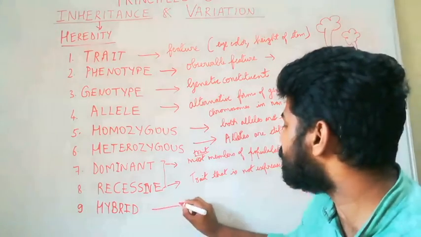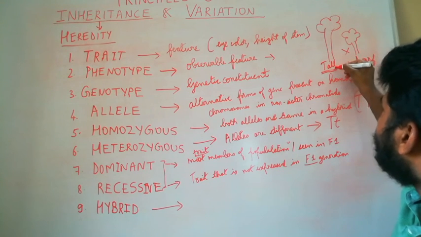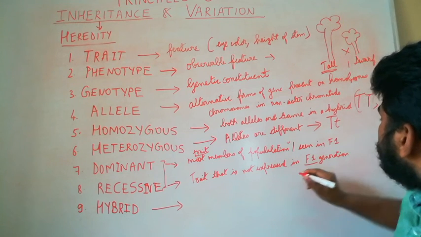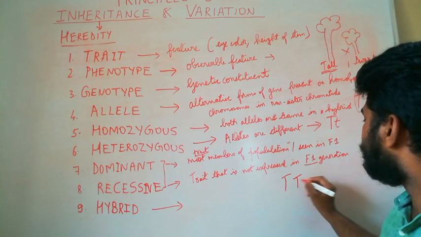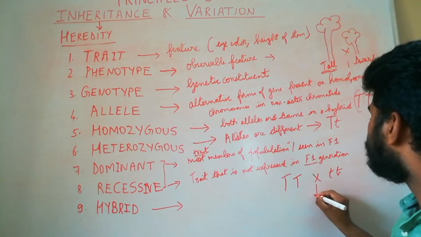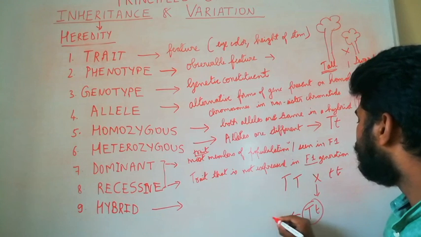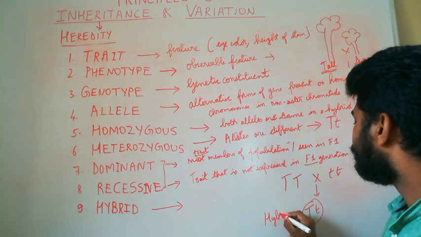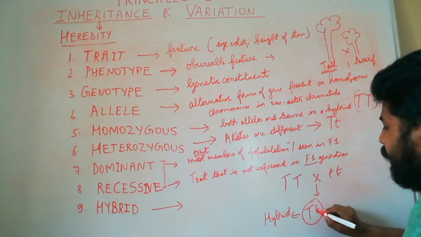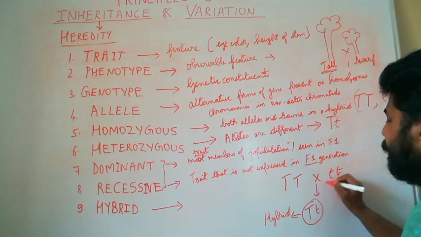The last term is hybrid. When you cross a tall plant with a dwarf plant, we will explain this in detail. What we get is called a hybrid. It's a hybrid because it contains alleles from both the parents.